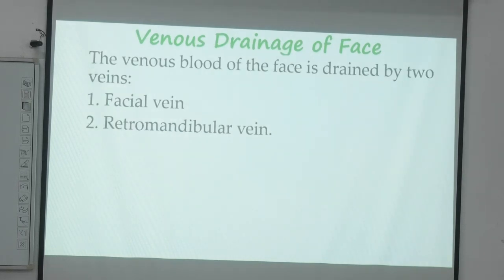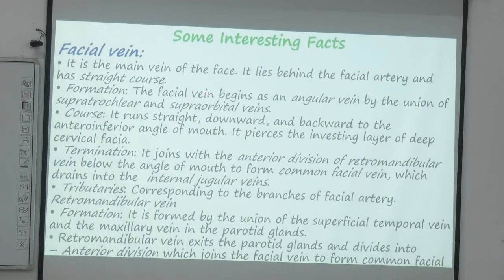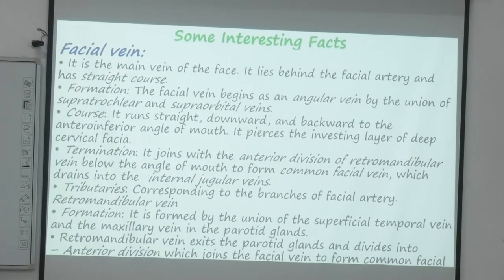Next, go to the veins. Two veins are present. The face is drained by the facial vein and the retromandibular vein. Next, the facial vein is the main vein of the face. How is it formed? It begins as the angular vein by the union of supratrochlear and supraorbital veins. It runs straight downward and backward to the anterior angle of the masseter, pierces the deep cervical fascia, and joins with the anterior division of the retromandibular vein below the angle of the mandible to form the common facial vein, which drains into the internal jugular vein.